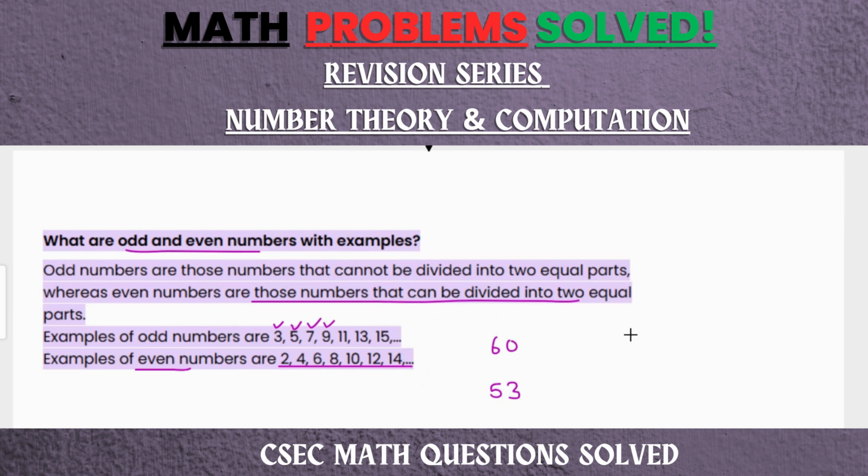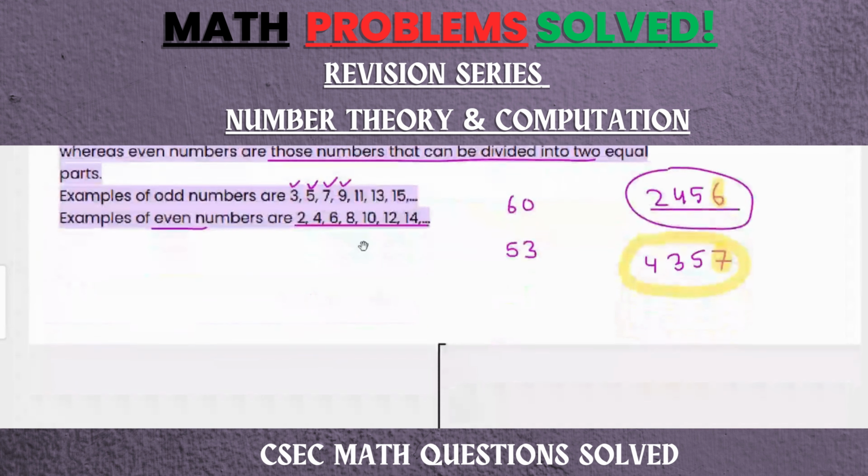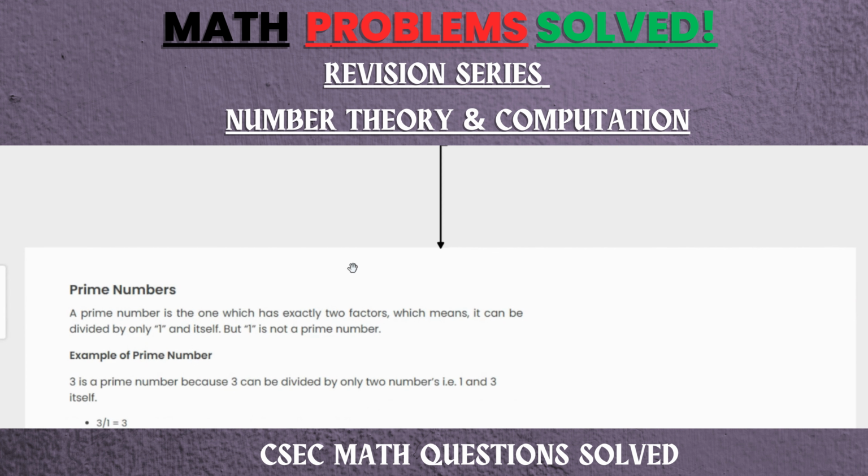For example, if you have a larger number like 24456, and you have to decide whether it's an even number or an odd number, you will look at the last digit. You can see it's 6. If 6 is an even number, the whole number will be an even number. So here 6 is even, so as a whole, it's an even number. And if you have a number like 4357, you will look at the last digit. You can see it's 7, and 7 is an odd number. So this number as a whole is an odd number, right? So that was the concept of even and odd numbers.